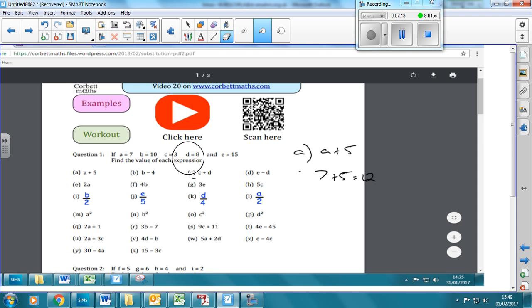So you've got to put all these values into these equations here when they come up. So for instance, this one here, you're going to do 2 lots of A, so that's going to be 2 lots of 7, plus 3 lots of C, so it's going to be plus 3 lots of 3. And then you work out what that equals.